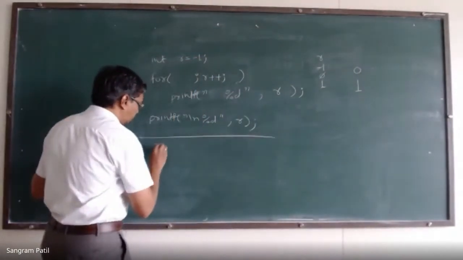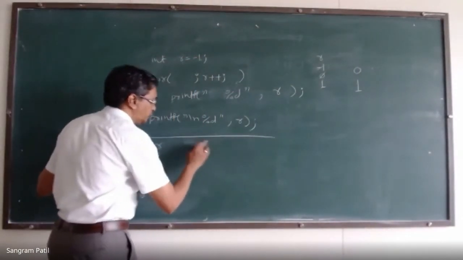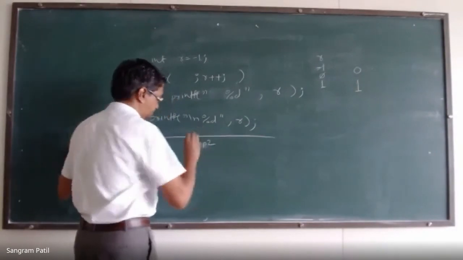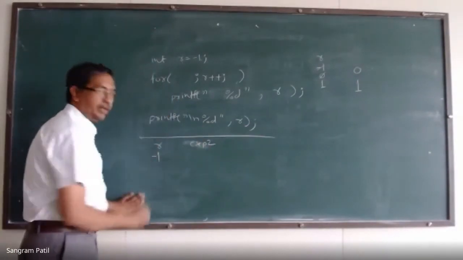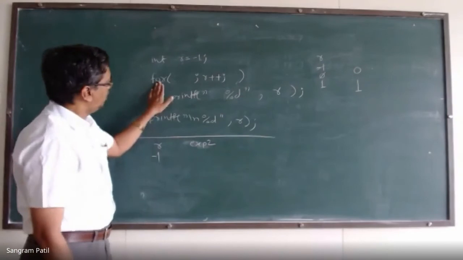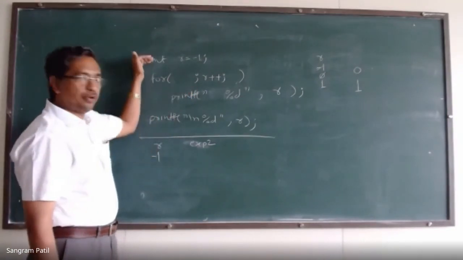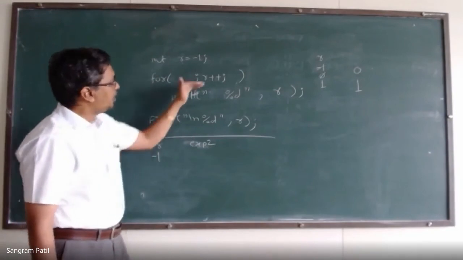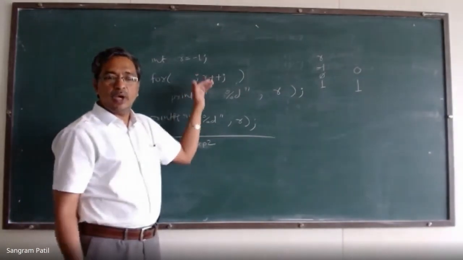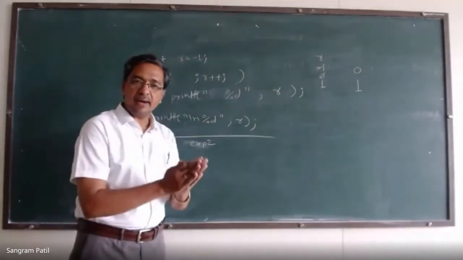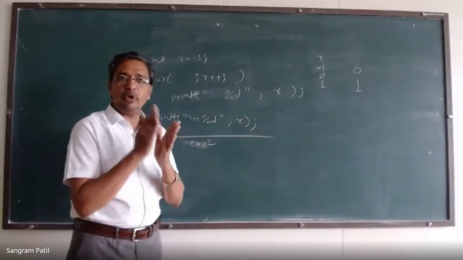R is -1. So I am using expression 2 here. What is expression 2? Okay. Value of R is -1. Expression 1 is missing. So whatever the value of R is before this, it will take as the initial value. R is -1. R plus plus. So R plus plus means check the value of R first, then increment it. So what is the value of R?